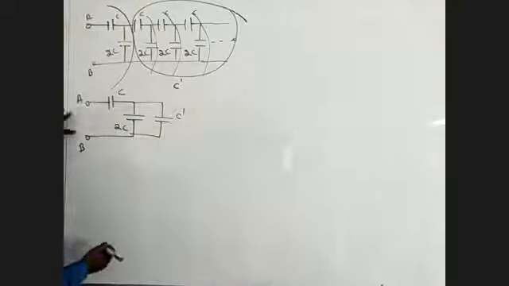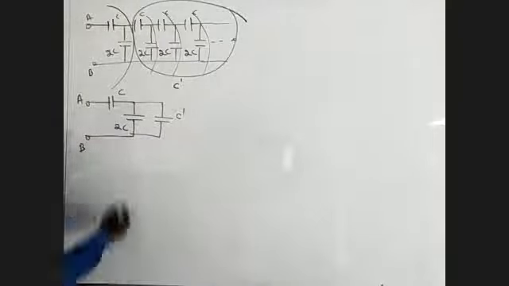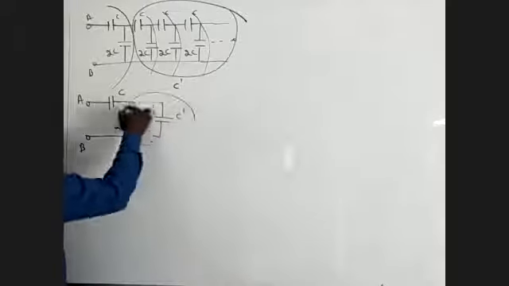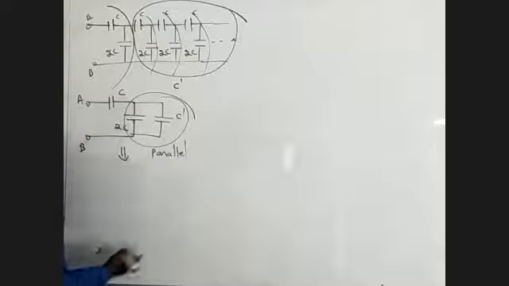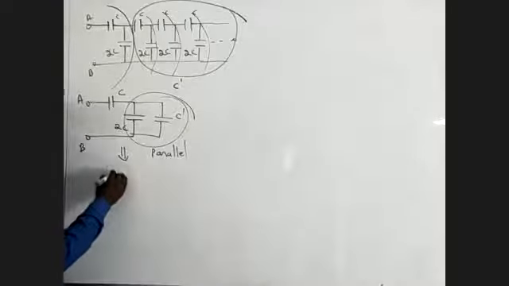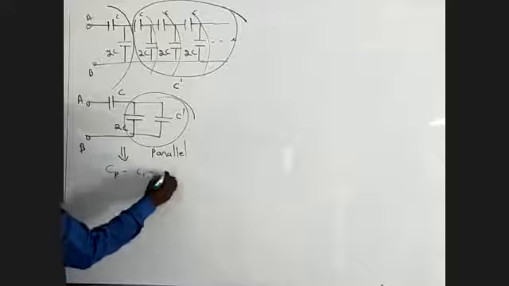This is A, B. Two capacitors are in series connection, and two are in parallel connection. What is the parallel connection formula? C parallel is equal to C1 plus C2.